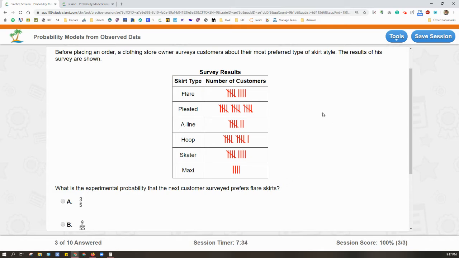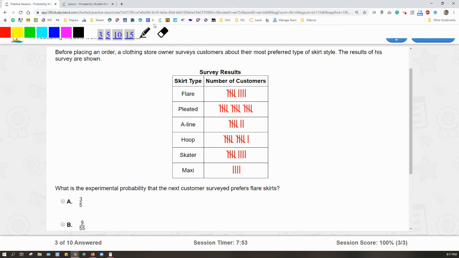Okay, how many customers preferred flare skirts? We count the tally marks. Remember, every one of these tally marks has a slash through the whole group is 5, because you have 4 straight up and down tally marks, and then the 5th one goes diagonally across. So you can count that as 5, and then 4 more. So there's 9 right here. So 9 customers like flare skirts. That might be something when you're doing these problems, you want to jot it down, maybe write it on a piece of scratch paper. We've got 9 right here that like flare skirts. Now we have to find out how many total customers were asked.